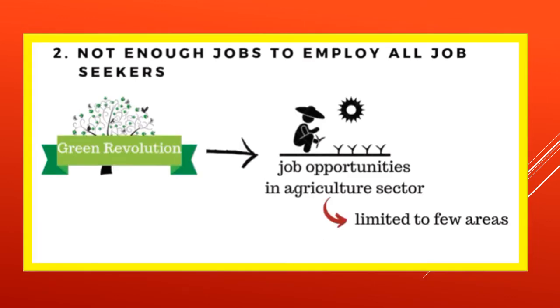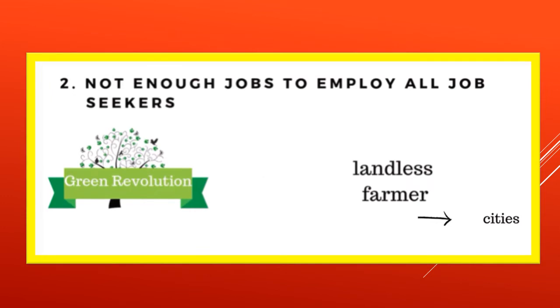The second cause for poverty was not enough jobs to employ all job seekers. Now, with the spread of irrigation and the green revolution, many job opportunities were created in the agricultural sector, but the effects were limited only to certain parts of India. They were limited to only a few areas in India. Now, the green revolution benefited only those farmers who were rich.